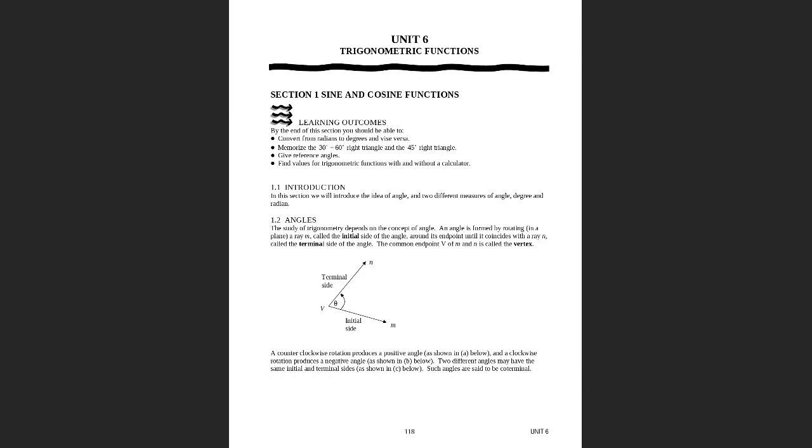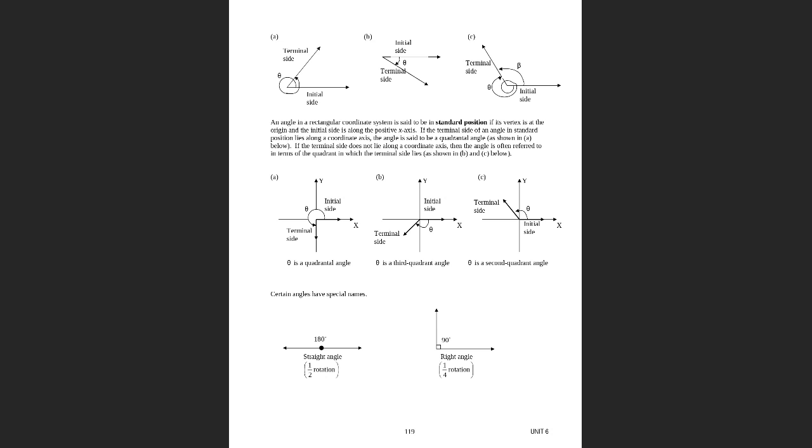You have to know that every angle. We know that once we are talking about trigonometric functions, we are talking about angles, and every angle has got an initial side where it starts, and it has got a terminal side where it ends. So that is the first thing that you must know about angles. And there are different angles here.